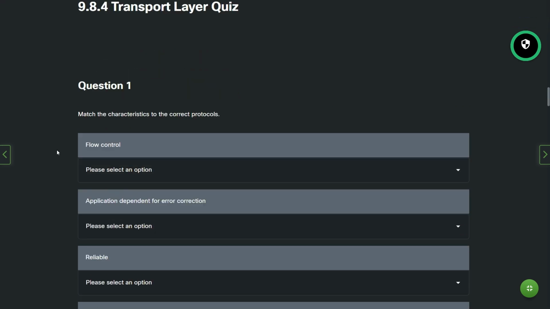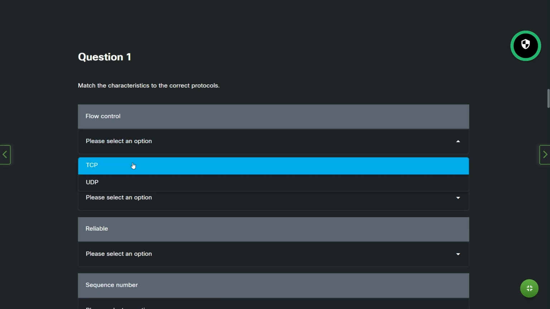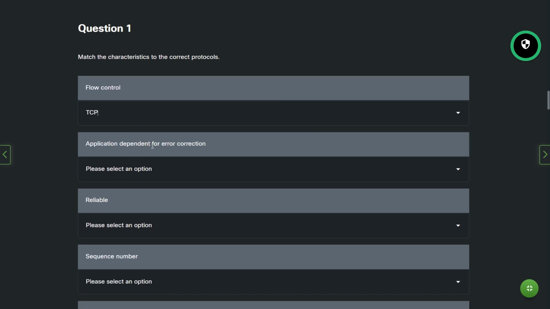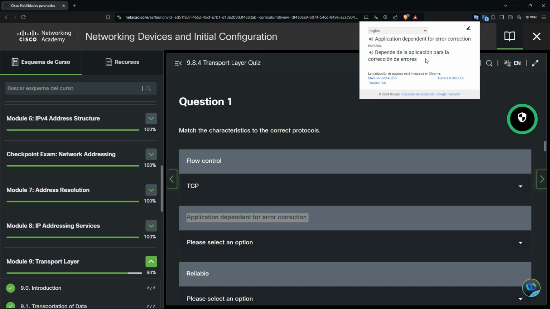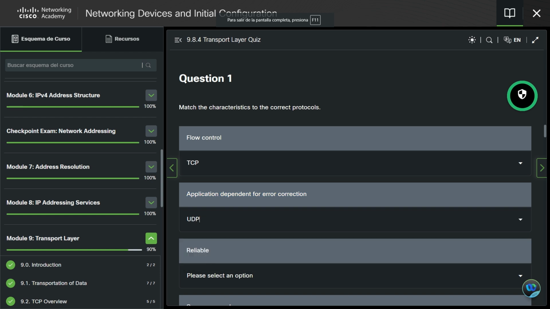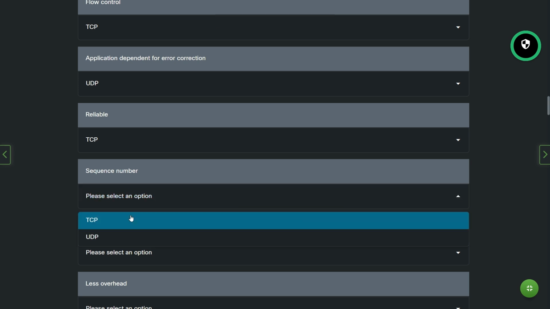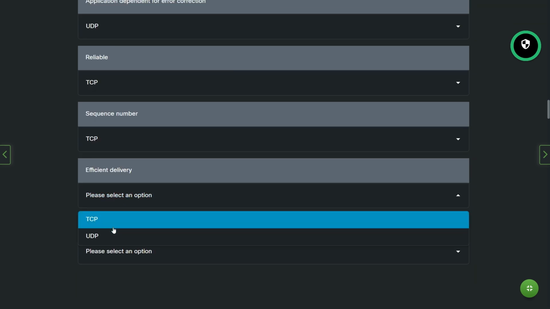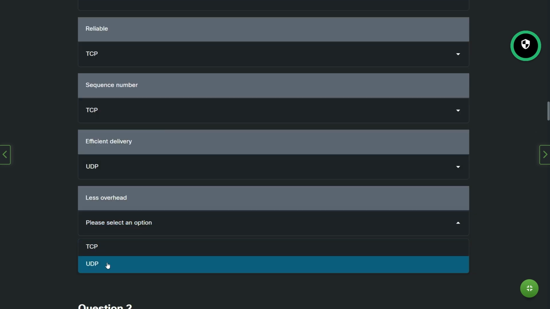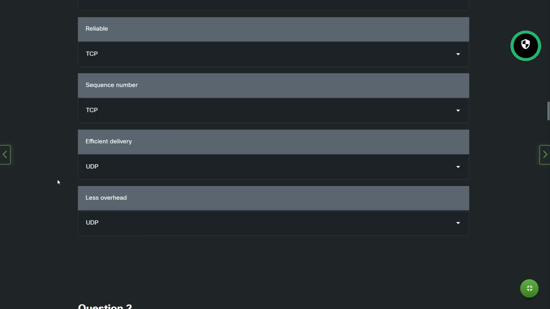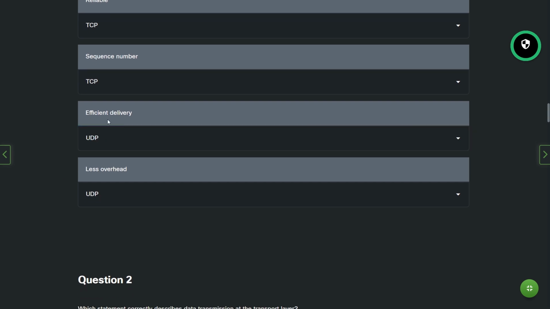Transport layer quiz. Question 1. Match the characteristics to the correct protocols. Flow control is for TCP. Application dependent for error correction. That is UDP. Reliable, TCP. Sequence number, TCP. Efficient delivery, UDP. Less overhead, UDP. I don't know what this is. I say it is UDP.